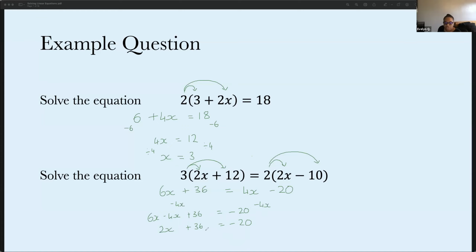And then I can continue to solve. So I'm going to subtract 36 on both sides. So I've got 2x equals minus 20 minus 36, which is minus 56. And then the last thing to do is to divide both sides by 2. So we've got x equals minus 56 divided by 2, which is minus 28. So that should be your answer for the second one.